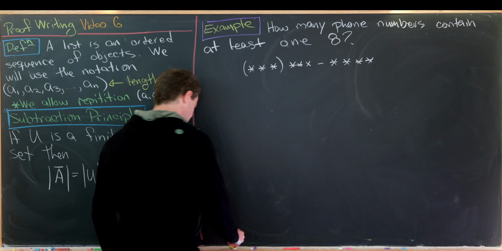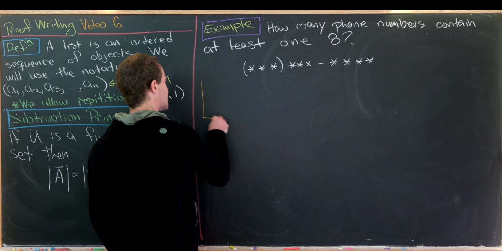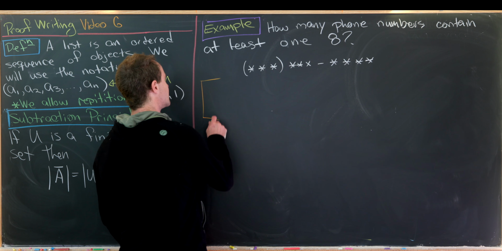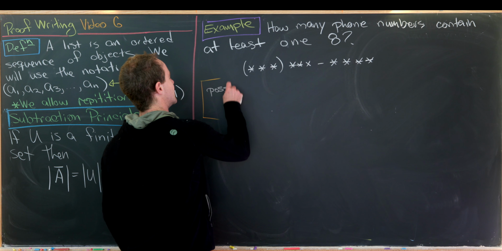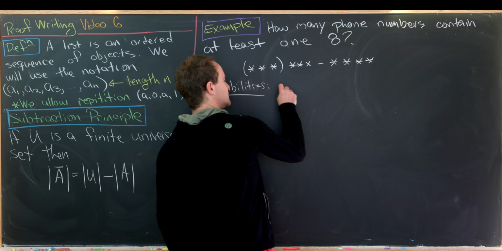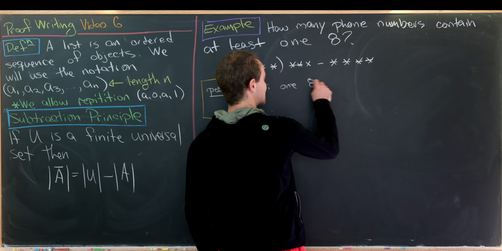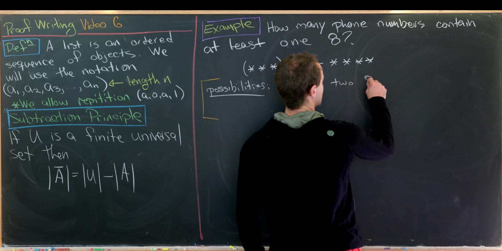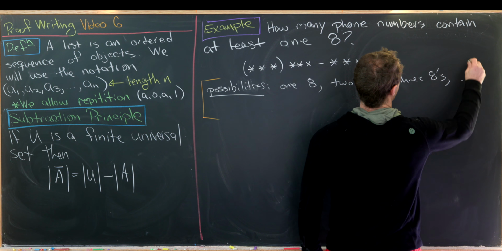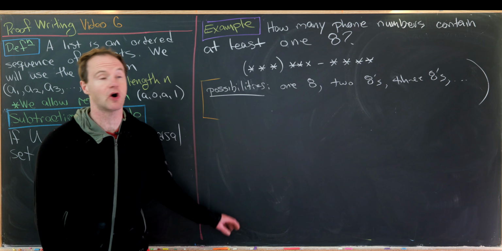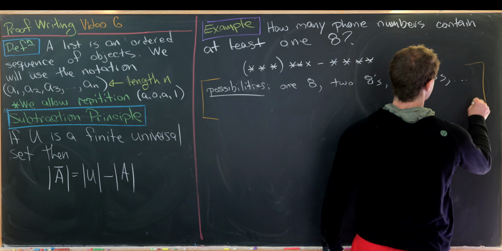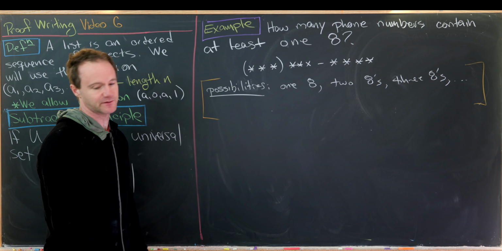Okay, so I'm gonna first of all just sketch out the way that you might do this without using the subtraction principle. You could break this into the following possibilities. So we want at least one 8. So you could break it down into exactly one 8, exactly two 8s, exactly three 8s, and so on and so forth, up to really just all 8s. But I think we can all agree that that's gonna be a little bit too much work. So maybe we could do something different.